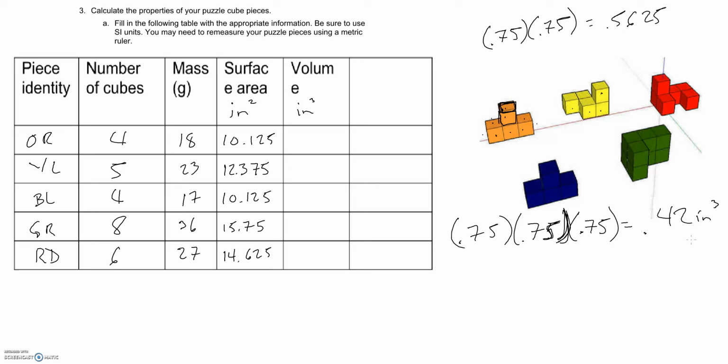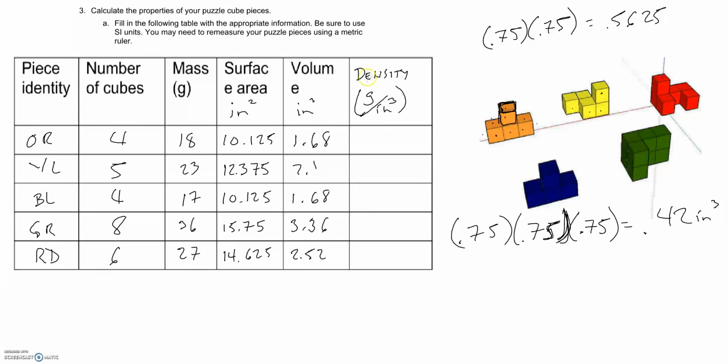So for example, 4 times 0.42 is 1.68. If I take 5 times that, I get 2.1. 8 times that will give me 3.36. And 6 times that, 2.52. The 4 and the 4 are the same, so this is the 1.68.